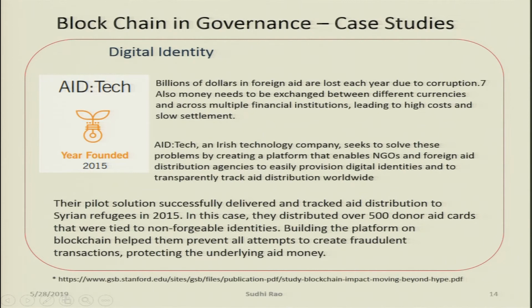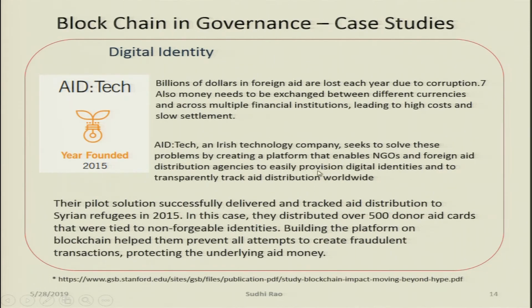8Tech, an Irish technology company, seeks to solve these problems by creating a platform that enables NGOs and foreign aid distribution agencies to easily provision digital identities and to transparently track aid distribution worldwide. How do they do that? How does this agency do it?